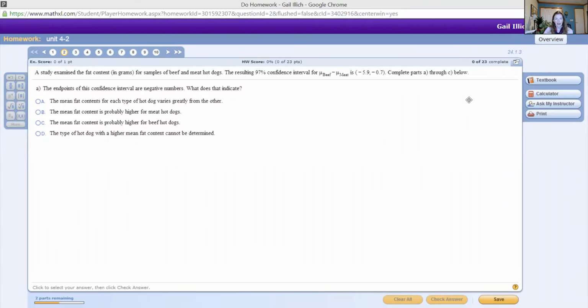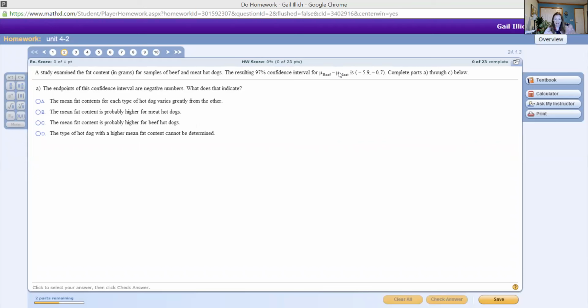Okay, on this problem in number 4.2, we look at alpha levels, which we may not have discussed specifically, so I want to kind of help you through this. What we're looking at is a study that examined the fat content in grams for samples of beef and meat hot dogs. The resulting 97% confidence interval for the difference in the mean of beef minus the mean of the meat.